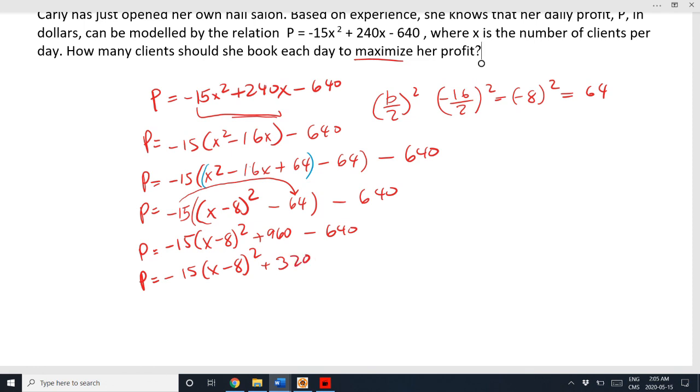So what is your x value that will maximize her profits? How many clients would she have to have per day? And that's going to be our h value right over here. So she needs 8 clients per day. Okay, so she needs 8 clients per day to maximize profit.